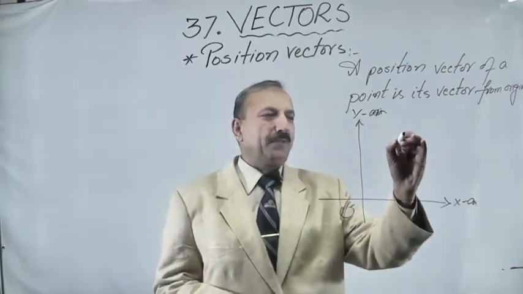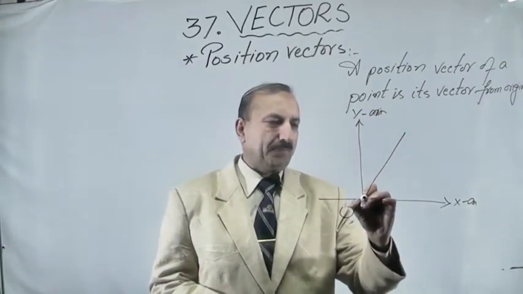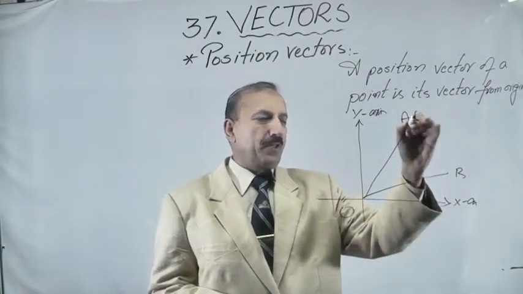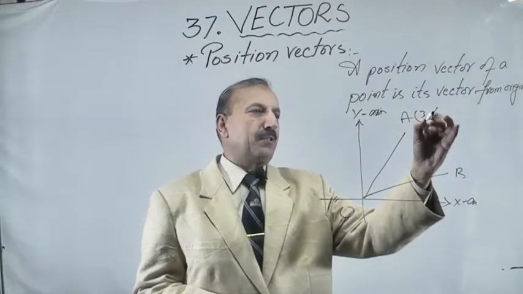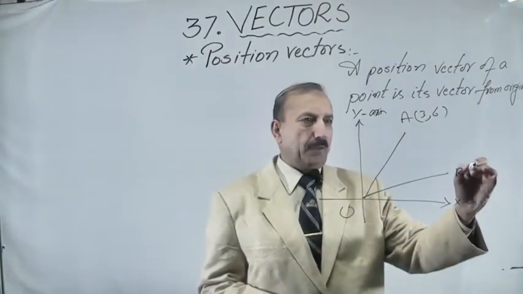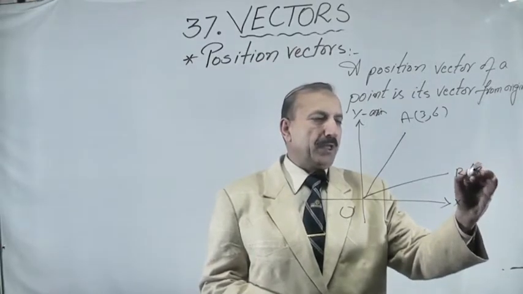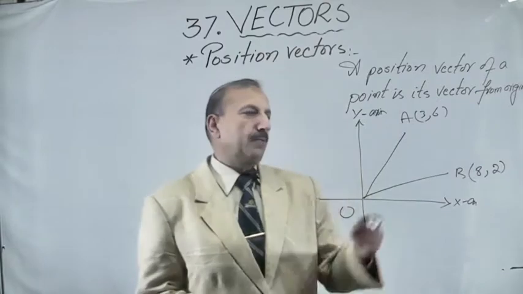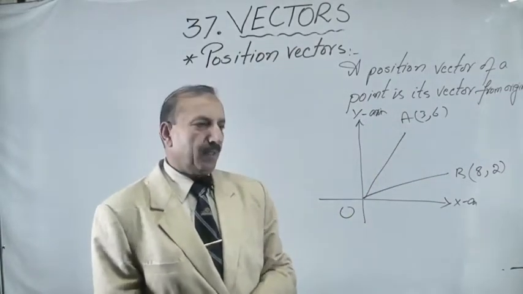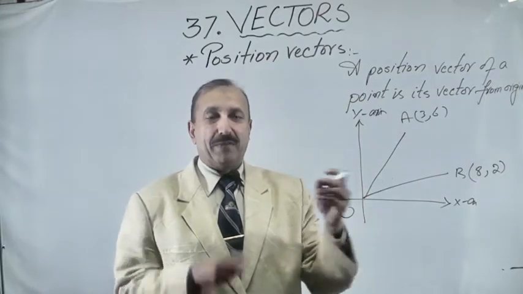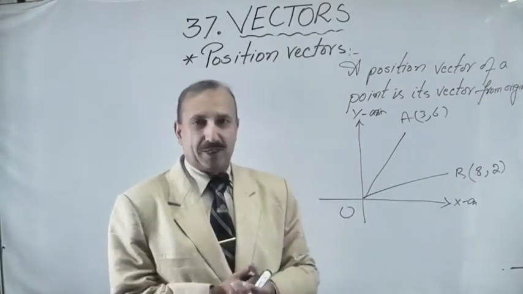Here is the point A. This is point A, this is point B. It's containing coordinates 3 and 6, for example, and this might be 8 and 2, probably. These are the points here. What are the position vectors for these 2 points, and what is the method to calculate it?